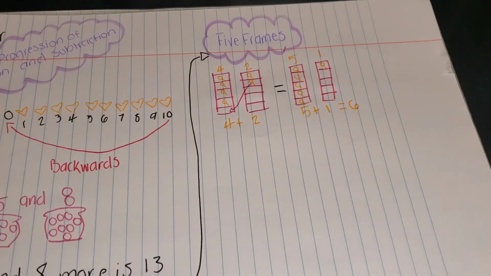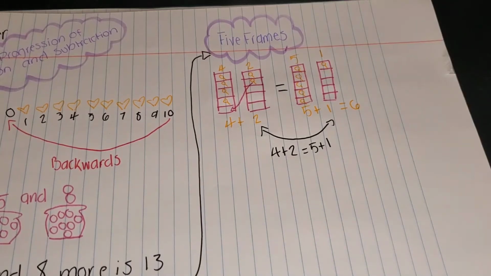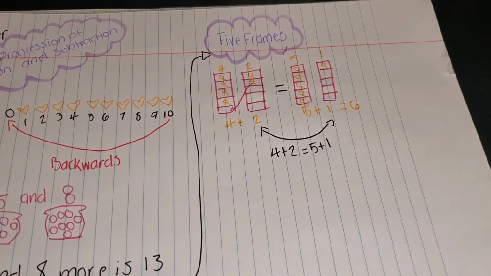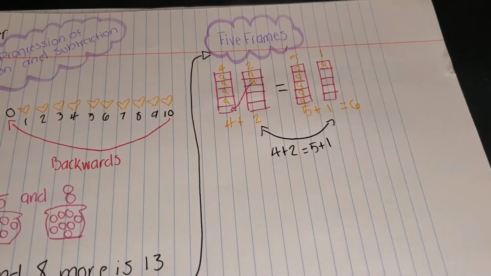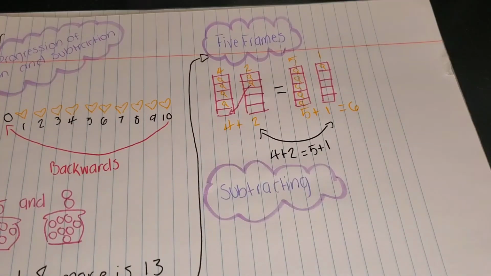So you're going to fill up the entire row, leaving 5 on one 5 frame and 1 on another 5 frame. So it's going to give us 5 plus 1, which equals 6. So 4 plus 2 is equal to 5 plus 1, and they are both equivalent because they are both the same. They both result in what? 6. So next we're going to move on to subtracting. We're going to do 5 minus 2.